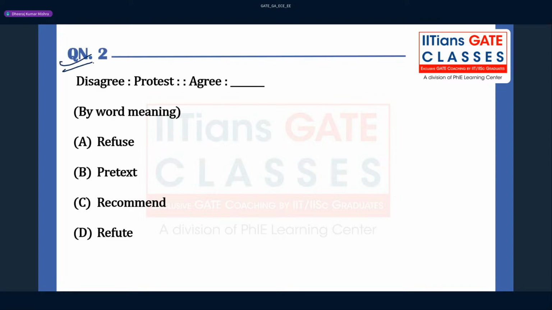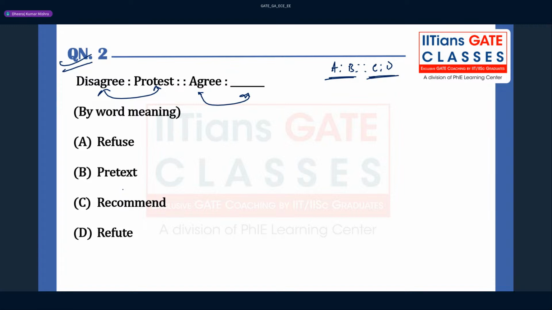The next question is analogy based, as I have taught also. Analogy questions are very good questions. You see, A is to B as C is to D. Whatever relation A and B have got, the similar relation we have to find for C and D. So disagree is to protest. Then agree is to what? These are the words which are given here: refuse, pretext, recommend, and refute. Again this question is from verbal aptitude.